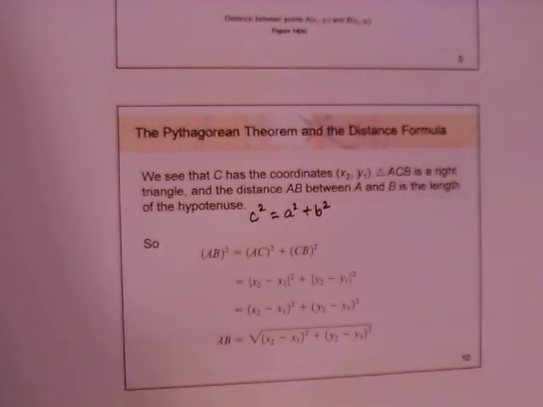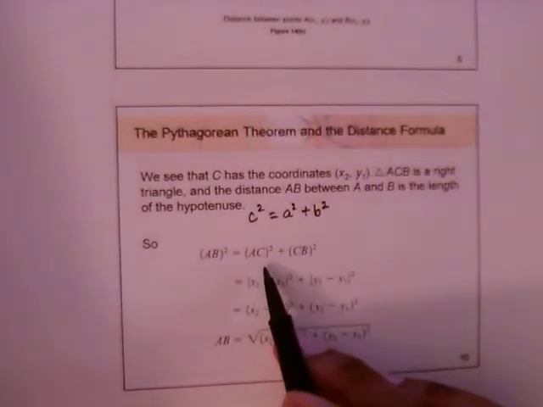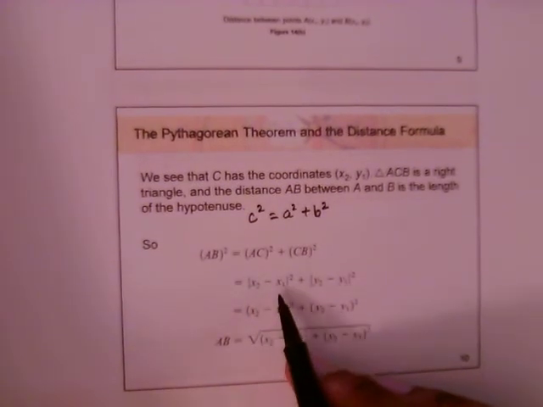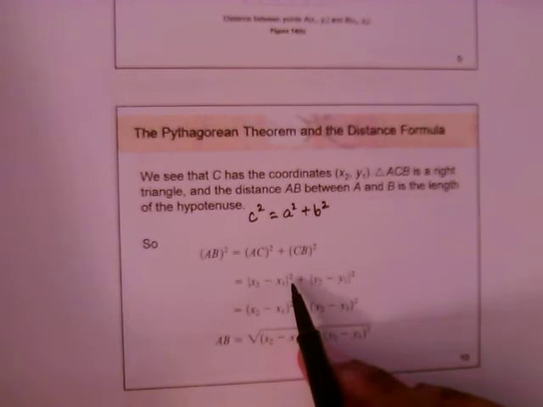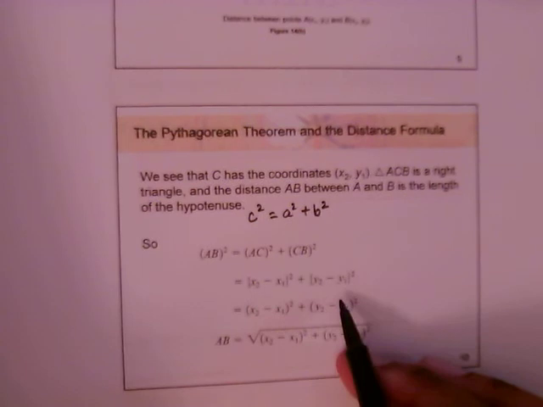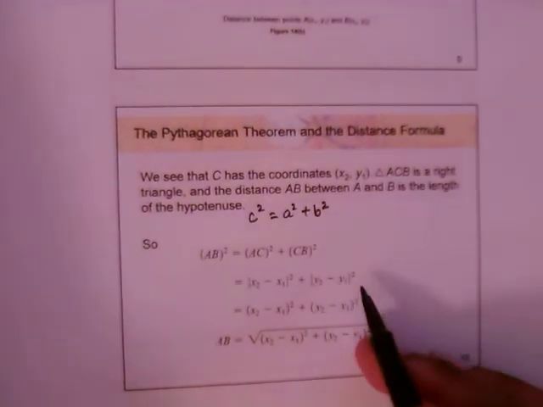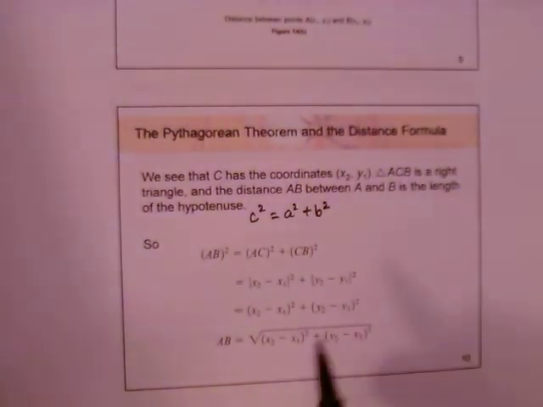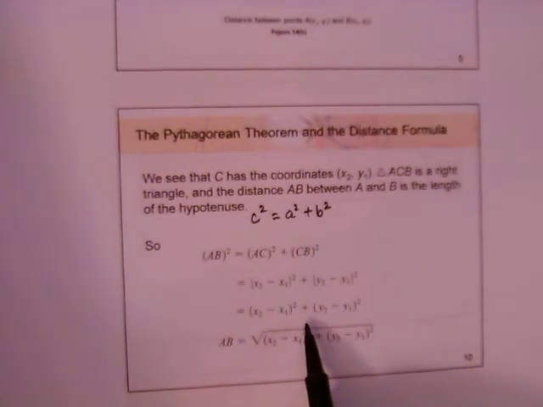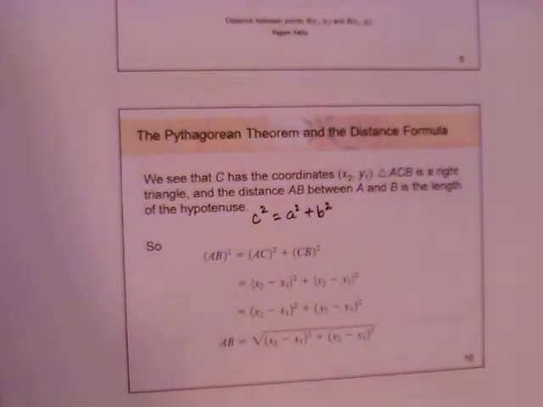Now, in this case here, the length AC is x2 minus x1. And that'll be the absolute value of that, and then we're going to square it. And also y2 minus y1, we take the absolute value of that, and we square that as well. Okay, so this is what we'll be left with. AB squared is equal to x2 minus x1 quantity squared plus y2 minus y1 quantity squared.